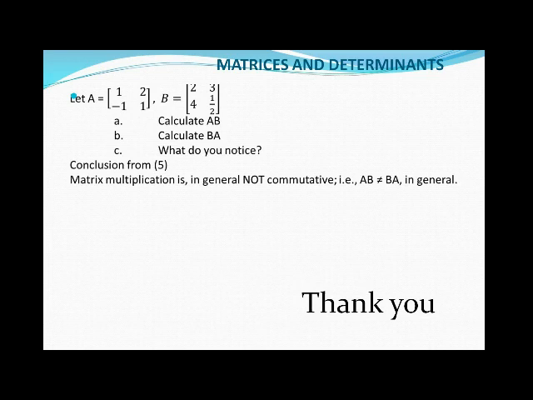Let A be equal to 1, 2, minus 1 and 1. B be equal to 2, 3, 4 and half. A, calculate AB. B, calculate BA. C, calculate what you notice. Conclusion: matrix multiplication in general is not commutative, whereas matrix addition is commutative.